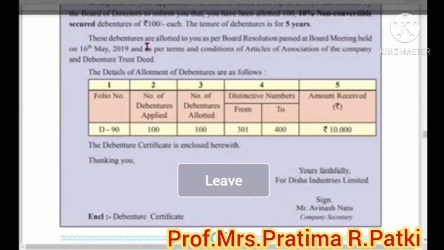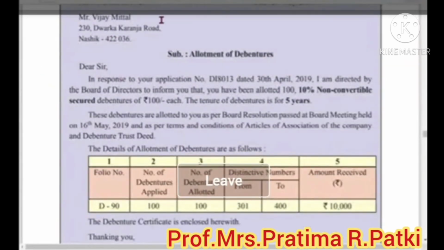Now, as per the terms and conditions of the articles of association of the company and the debenture trust deed. See, these are the legal terms that have been used in this letter. So, they have allotted you the debentures as per the articles of association of the company and as per the debenture trust deed. So there is no secrecy here and they have passed a board resolution. So considering all the board of directors, they know that so many debentures are being issued in the name of Mr. Vijay Mittal.